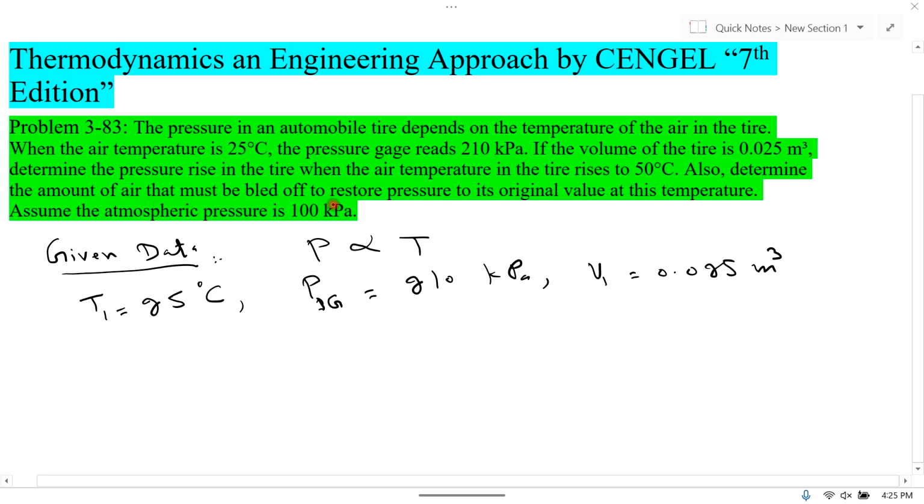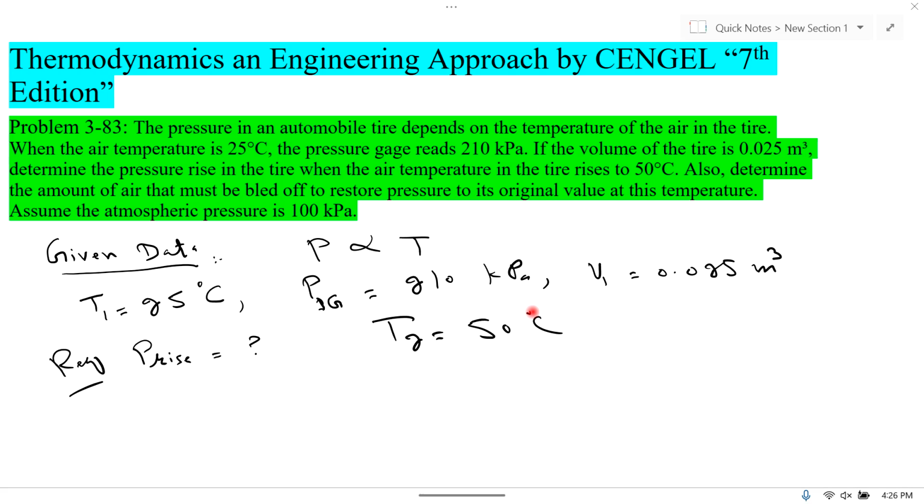Determine the pressure rise in the tire. Find the pressure rise in the tire. This is required, when the air temperature in the tire rises to 50 degrees. T2 is 50 degrees centigrade.